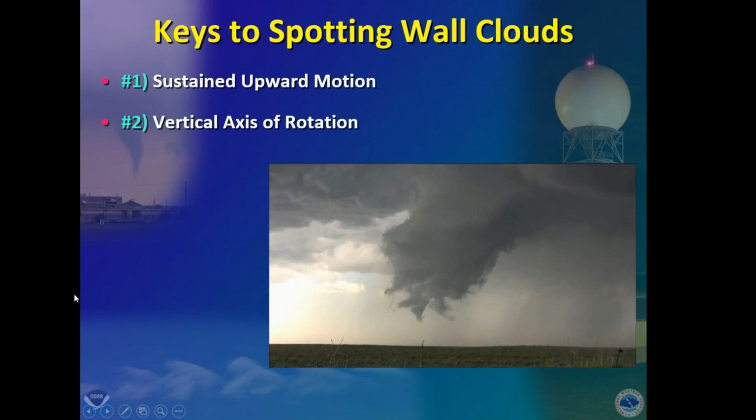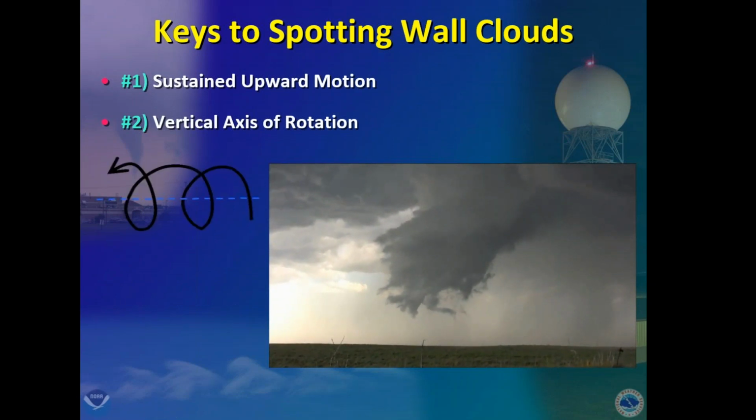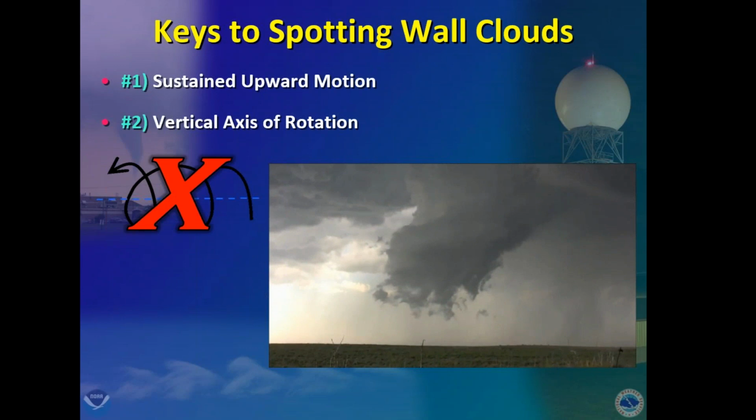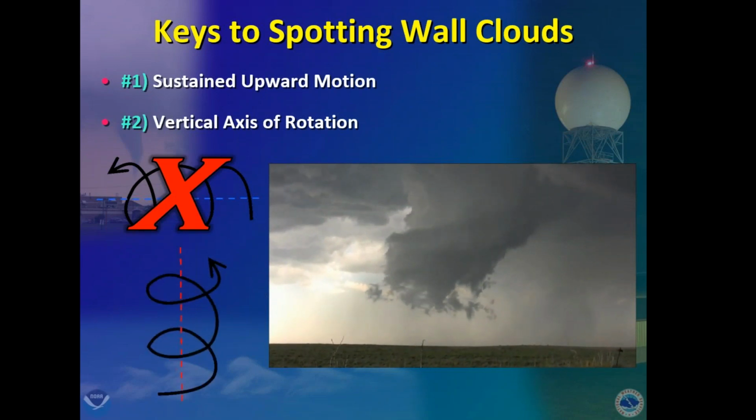Second, we have a vertical axis of rotation. Now, we talked about the shelf cloud being horizontal in aerial coverage. It's not going to be in that plane here. In the wall cloud, we're looking for vertical axis of rotation. So you're going to be looking for kind of like the rotation of a spring going upwards on the vertical. So your air is going straight up into our storm.